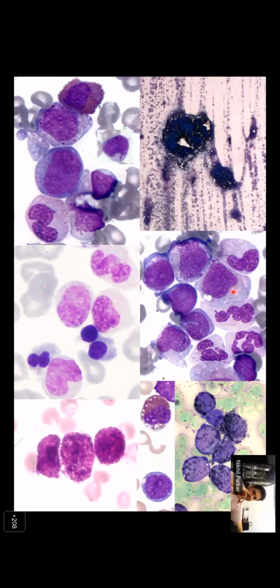And what do we see here? Shows large cells with moderate abundant amount of cytoplasm. What cell is this? Sir, this is I think blast. Okay, this is a blast with a prominent nucleus. It has got low NC ratio, and what do you see here? These are eosinophil precursors.